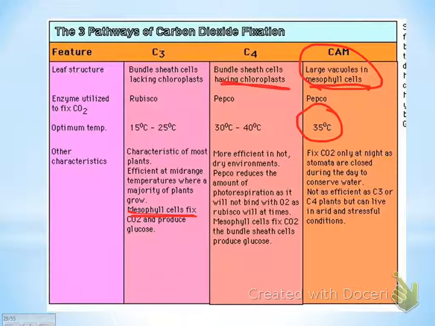Okay, remember an example of CAM is cactus. You can remember that. Example of C4 is corn. And then an example of C3 is most trees that live around here in Alabama.